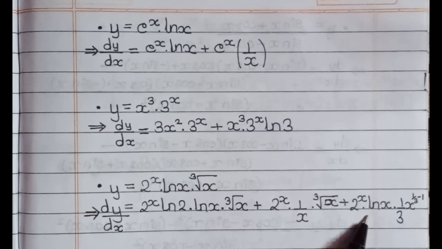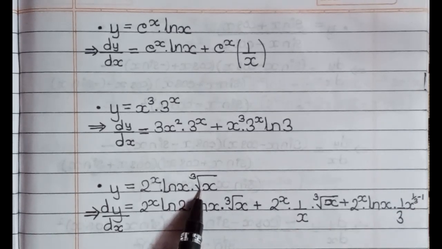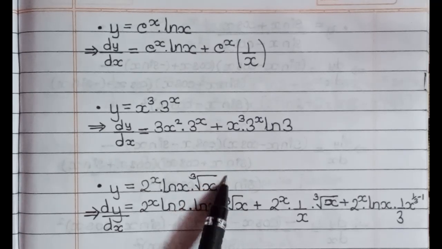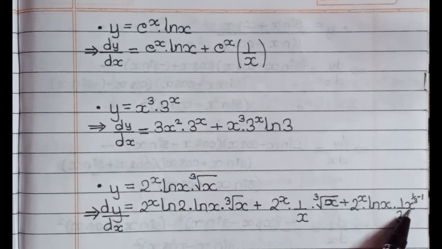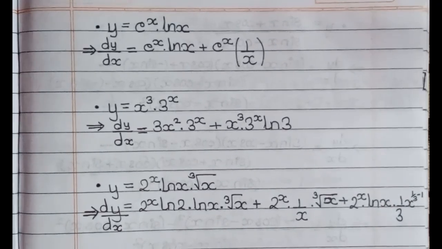So 2 power x into ln x into 1/3 x power 1 upon 3 minus 1. Here we wrote cube root of x, it's known as x power 1 upon 3. So by applying x power n rule, we can say 1 upon 3 x power 1 upon 3 minus 1. By solving this further, we can write the complete answer.